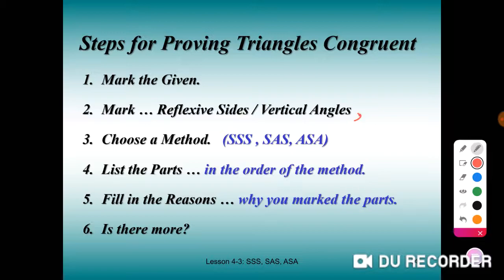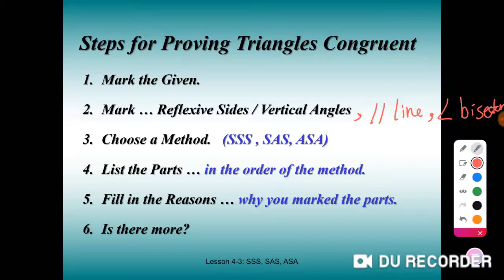So, think about parallel lines. In order to prove that alternate interior angles are congruent or corresponding angles are congruent, think about reflexive sides, vertical angles, parallel lines. Think about any information you can add by using the given information, okay? Think about, for example, angle bisectors, okay?